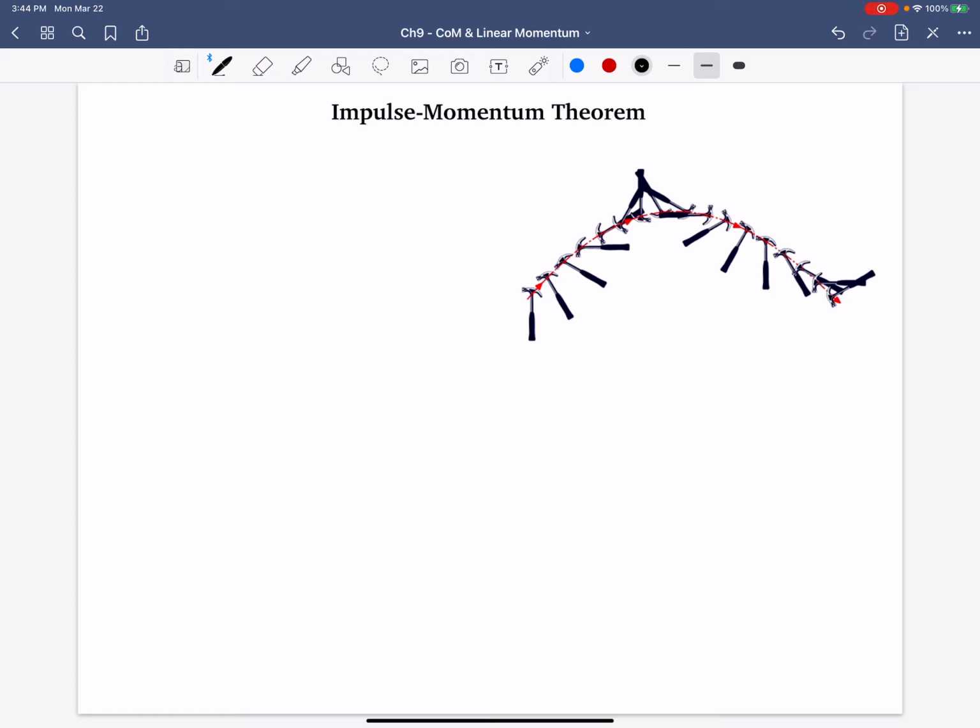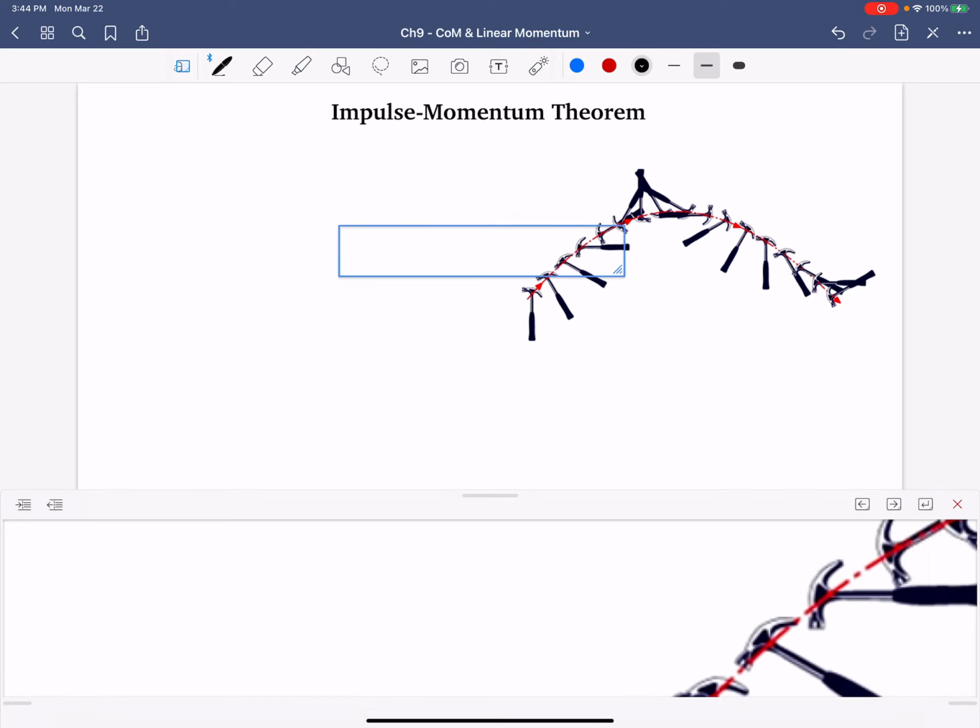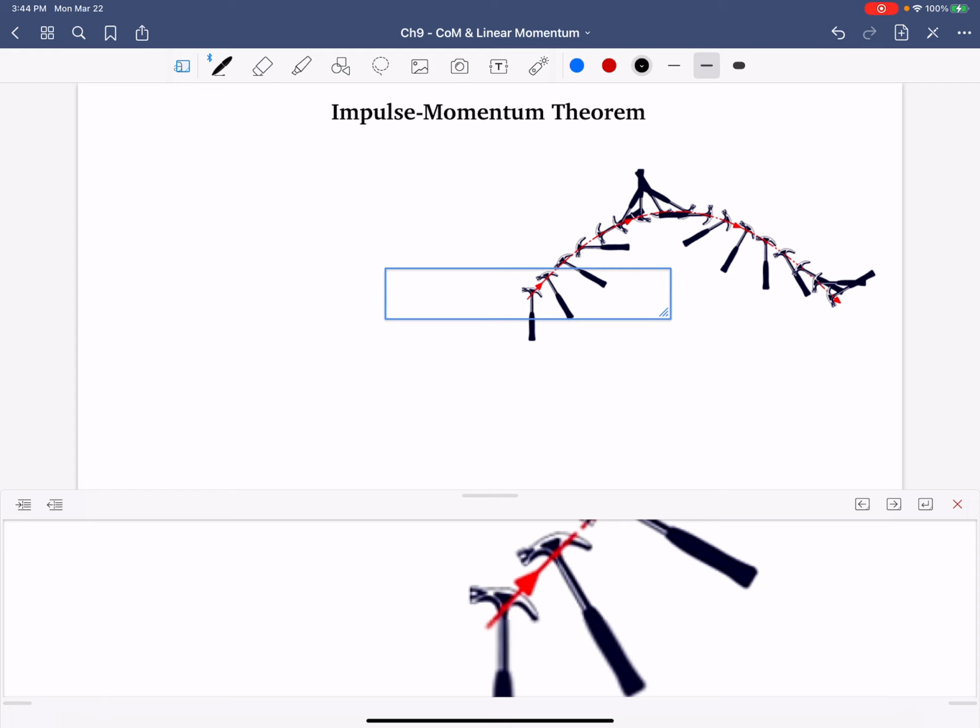So in previous videos, I talked about the center of mass, all right? And in this one, I'll talk about the impulse momentum theorem, and there is a deep, intimate connection between the two. So what I have here is a picture of a hammer being tossed through the air, right?